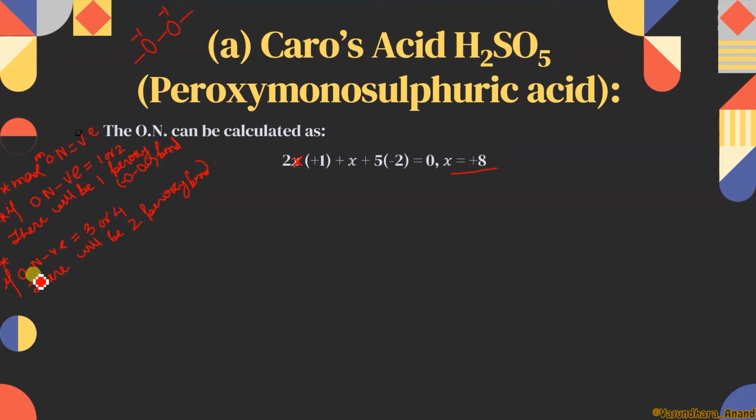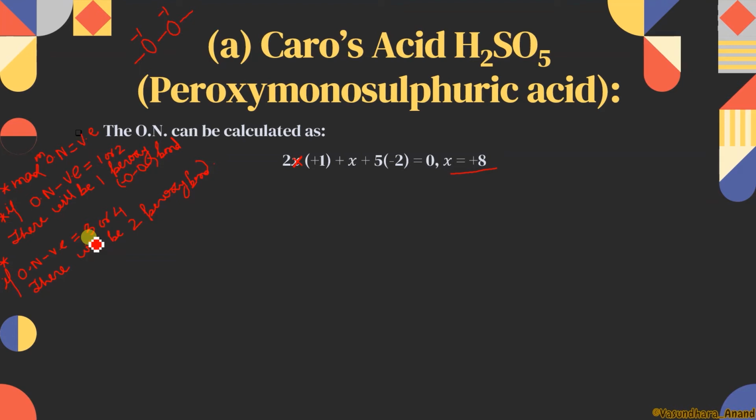Clear? Okay. But if the difference of oxidation number and valence electron is 3 or 4, then there will be 2 peroxy bonds. That means 4 oxygens are involved in the peroxy bonds, and out of all the given oxygens, those 4 oxygens will have -1. I hope it is clear. So 1 peroxy bond, 2 oxygens involved; 2 peroxy bonds, 4 oxygens involved. Clear? Because we have to use this in the next example. So let's see that.